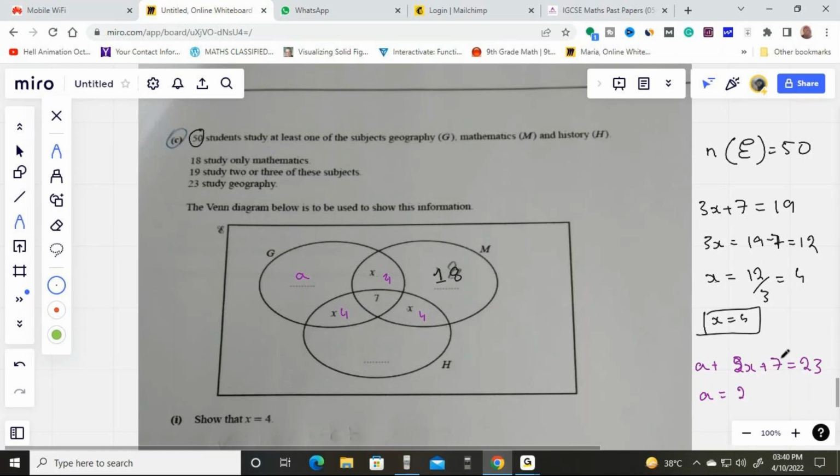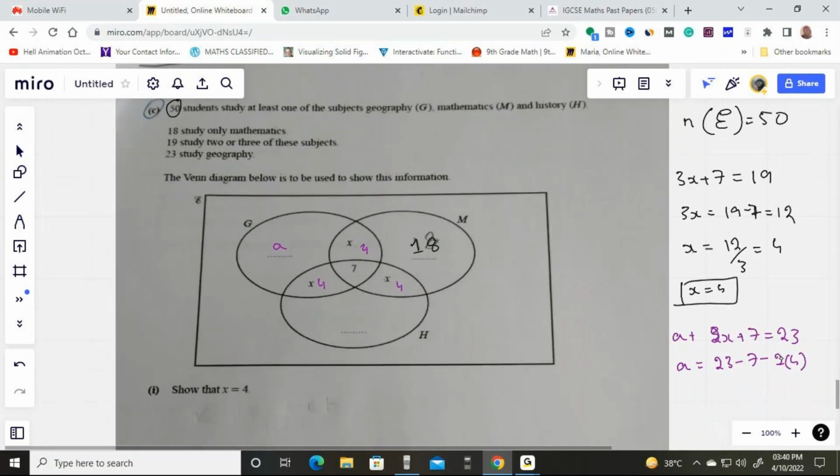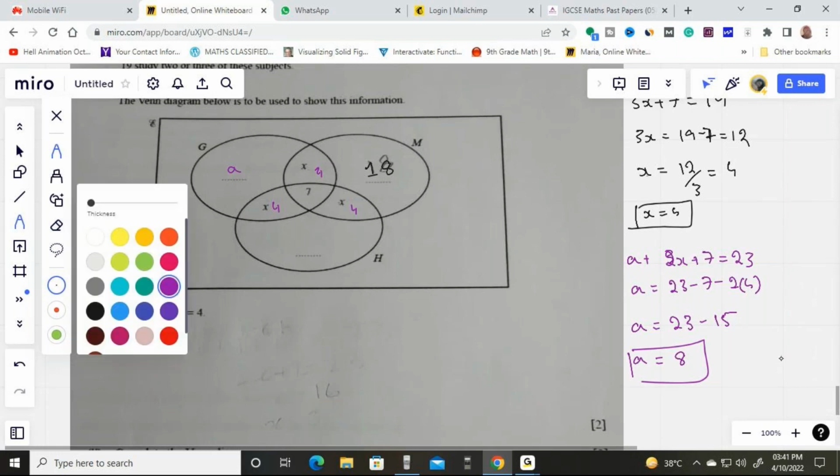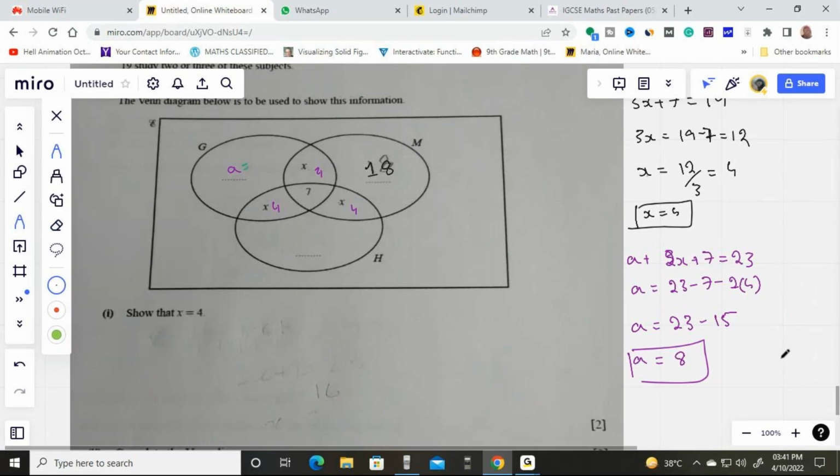23 minus 7 minus 2 times 4. Let me go a little up. So 23 minus 15. What does it give you? 8. So 8 students study only geography. You just write 8 here now. Clear? So this is your 8. You can write 8 here. And that's it. Now what is left is h.